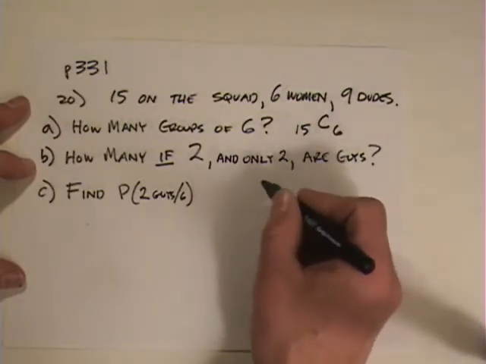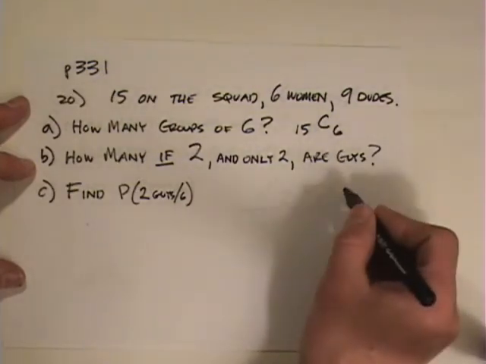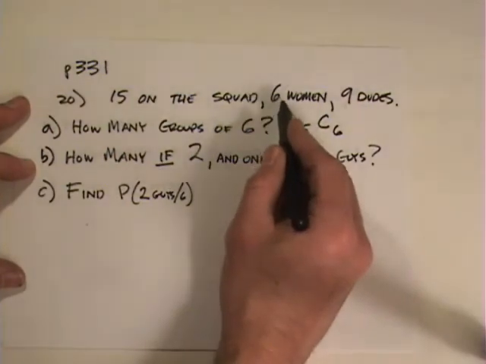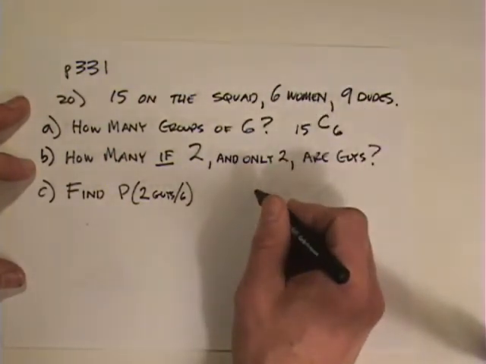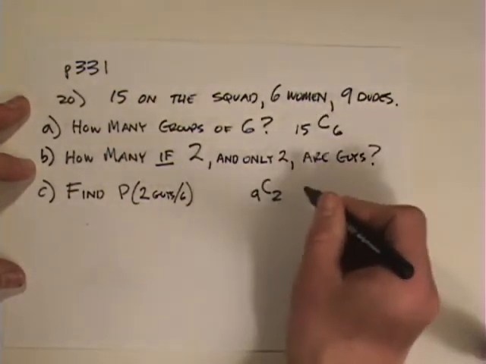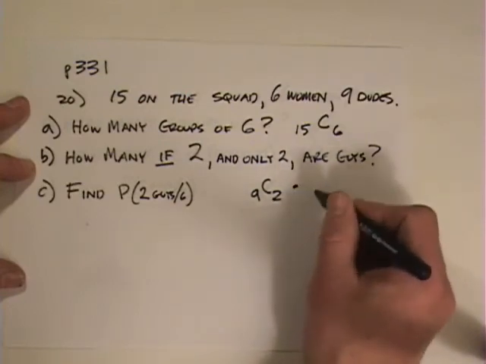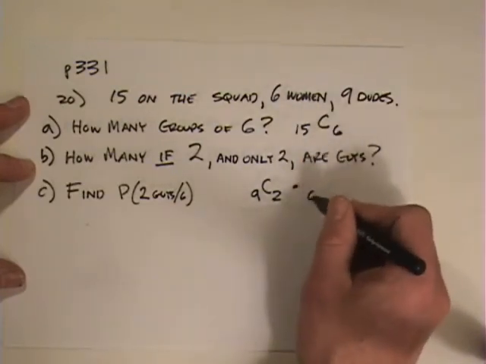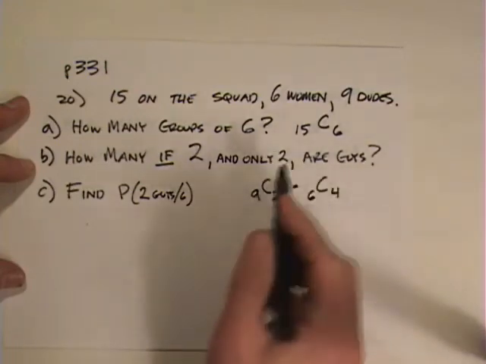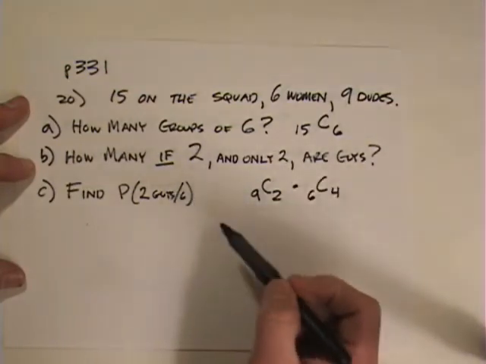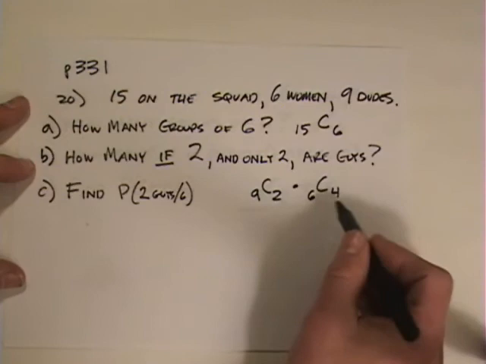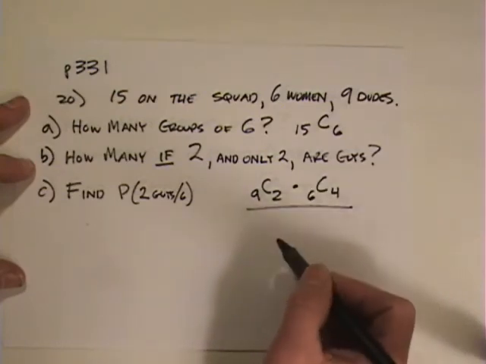So what we do is we say, all right, we've got a group of guys, we've got a group of girls. From the guys, there are 9 of them. We're going to choose 2, so it's 9C2, and then multiply that by, from our 6 women, 6C4, because we need 4 women if there are 2 guys to make a total of 6. And we just multiply those 2. Again, I'll let you do that on your calculator.